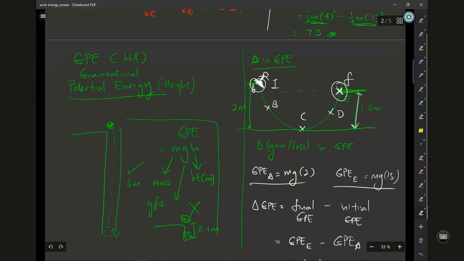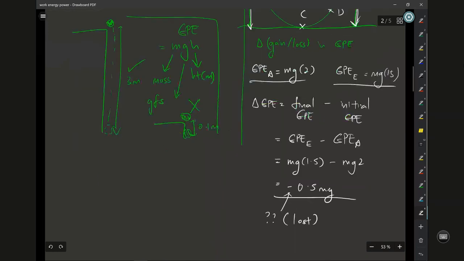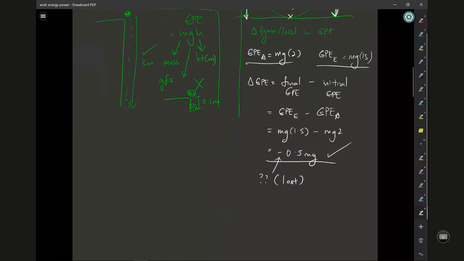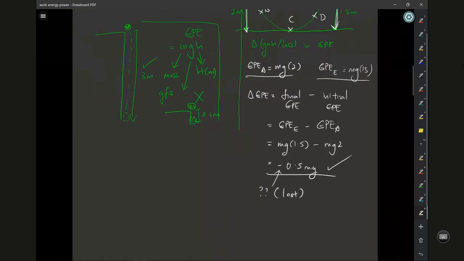Okay, so looking at these two heights, we know that the skater has lost height in the process of going from A to E, and this makes sense. A negative 0.5 mg would mean that he lost GPE in the entire process. So yes, indeed, he lost GPE, and our answer mathematically confirms that because it's a negative 0.5 mg.